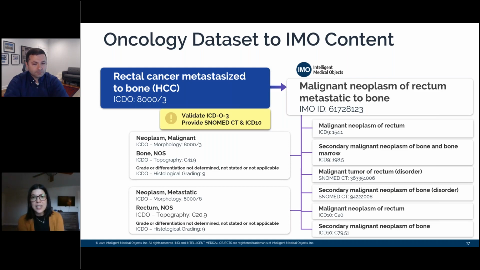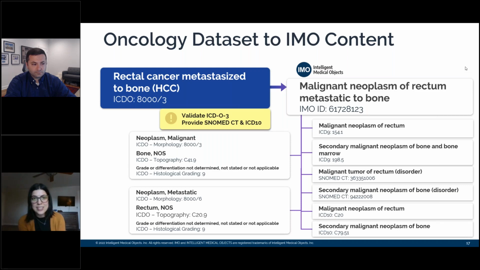So IMO has a unique ability to recognize your term, validate whether or not the code that you have is correct, recommend a better fit if needed, and then enrich it with all of the other codes needed to truly describe this condition. That also comes along with that IMO ID that Andre talked about, giving you that future-proof protection of having the IMO lexical.